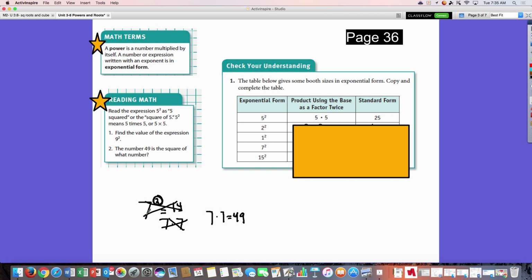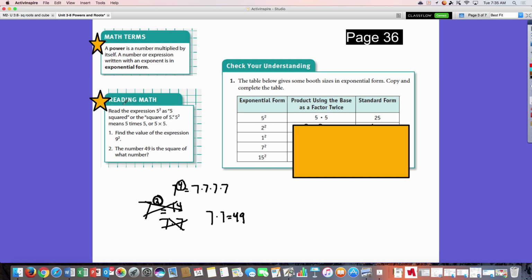When you say 7 to the 2nd power, I could say 7 to the 4th power, and that would be 7 times 7 times 7 times 7.